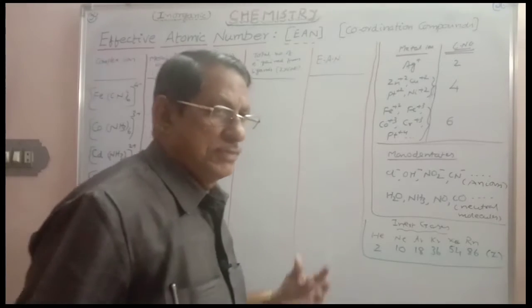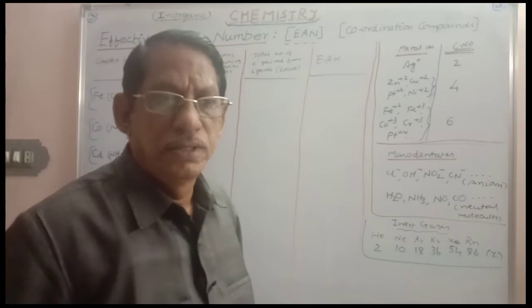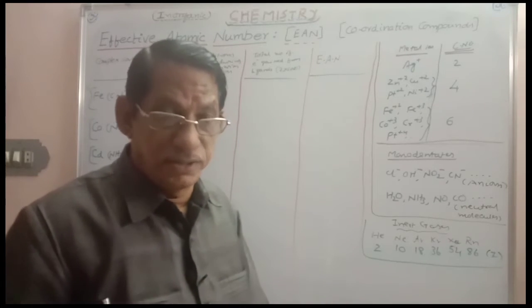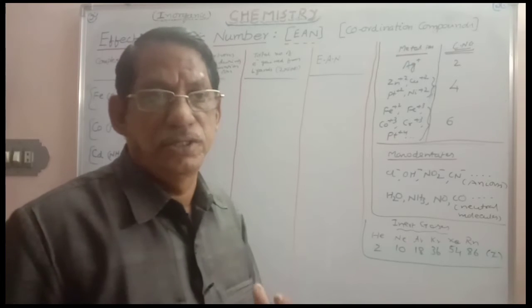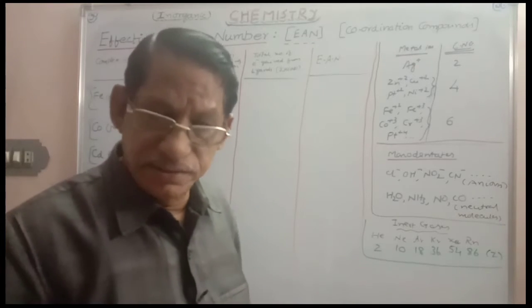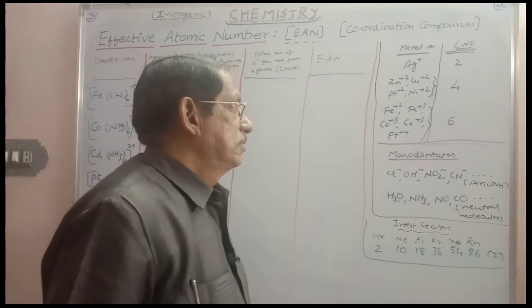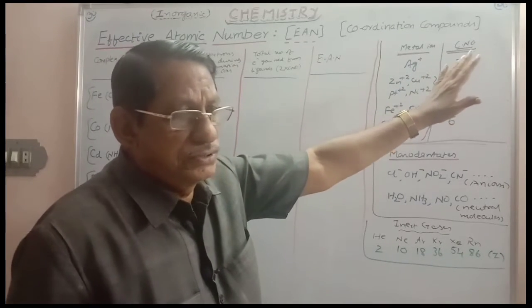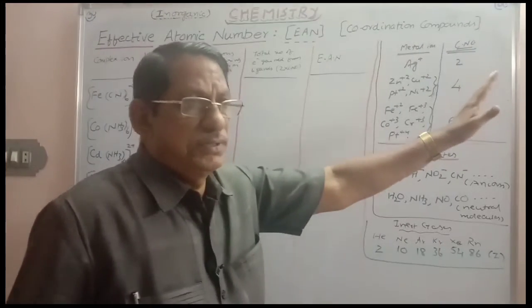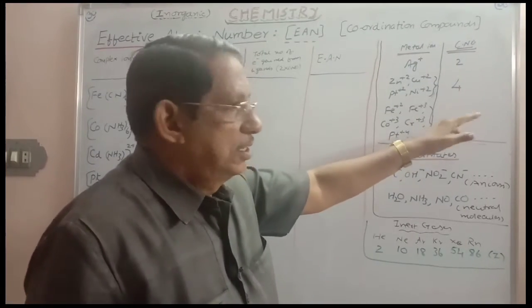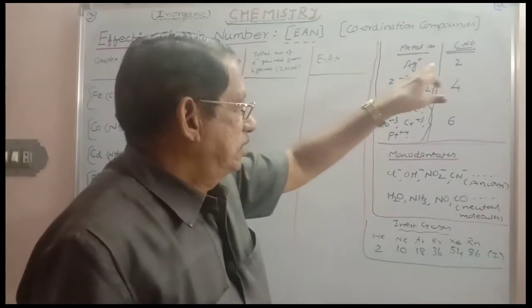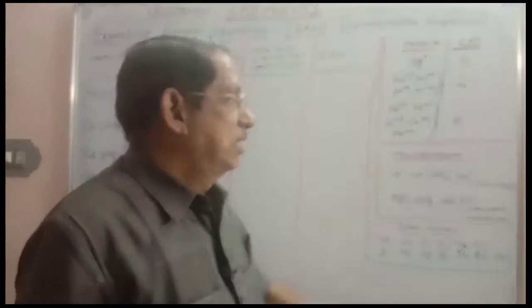Now let us consider some examples to calculate the effective atomic number, whether it is satisfied or not, whether it is reaching the nearest inert gas configuration or not. That let us check up. Prior to that, you have to know some coordination numbers shown by complex compounds. The important coordination numbers are 4 and 6. Rarely, coordination number 2 is also shown, like Ag plus ion.